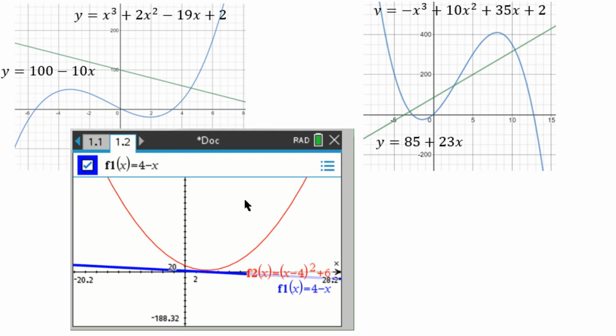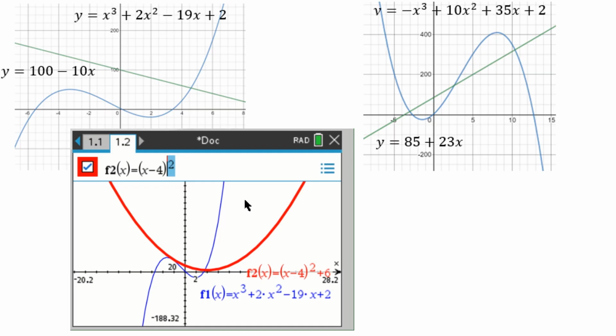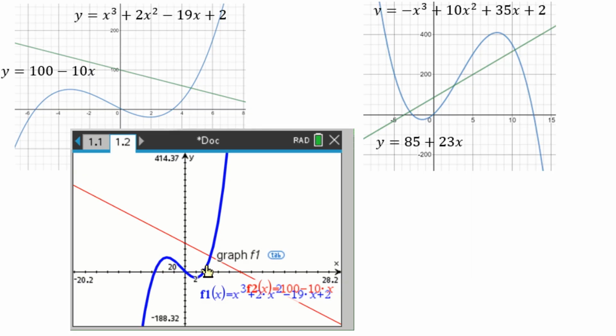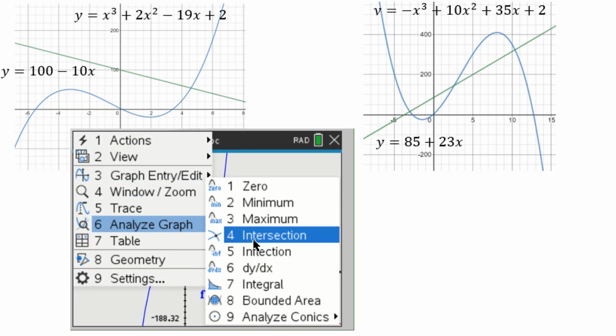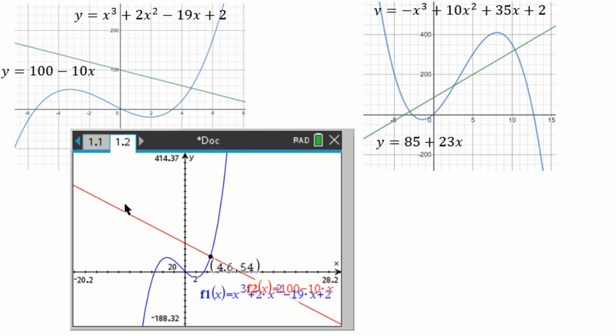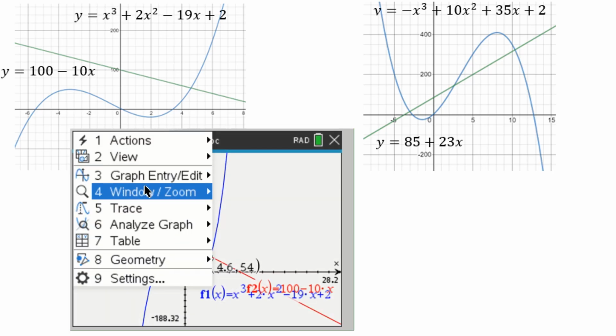So in terms of the remaining two questions, we can use it graphically to match what we have on the booklet. So x cubed plus 2x squared minus 19x plus 2. And the other graph was 100. You can see there's only one point of intersection, and if on your graph you can't actually see the point of intersection, you can still just tell it to analyze graph, find the point of intersection, and it will automatically zoom in for you. So let me show you how that works.